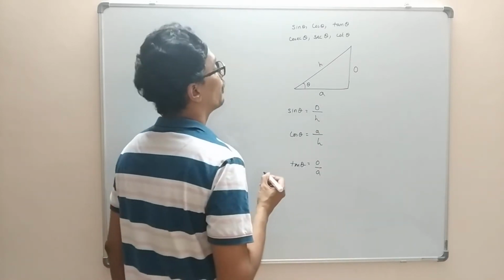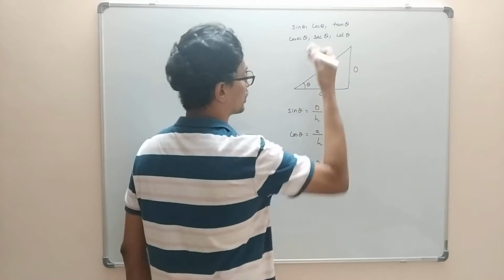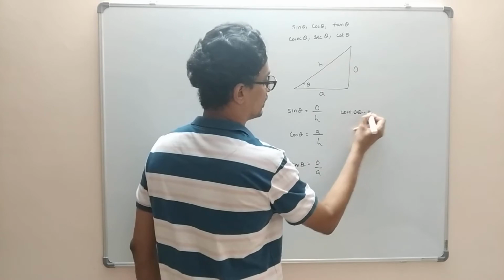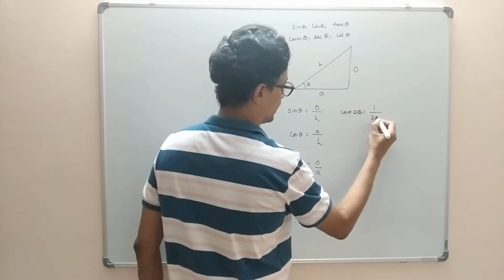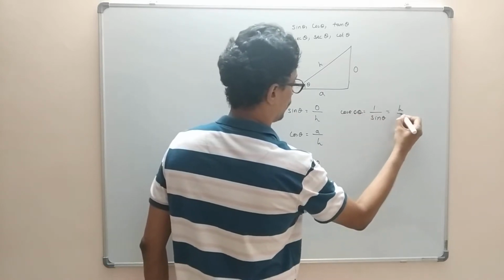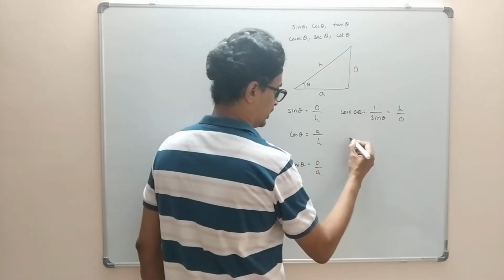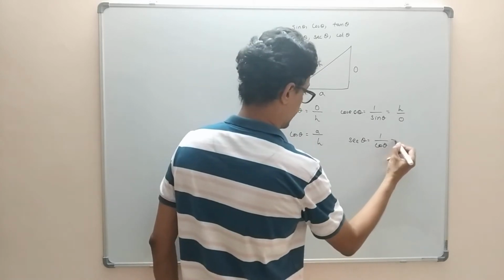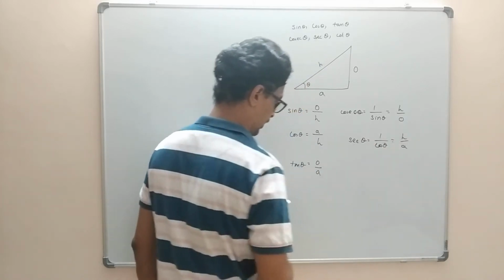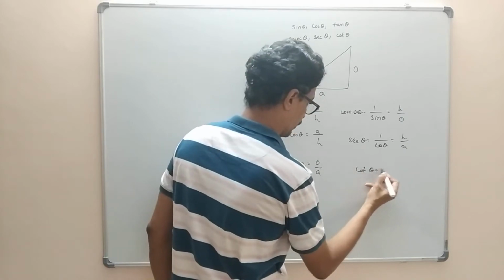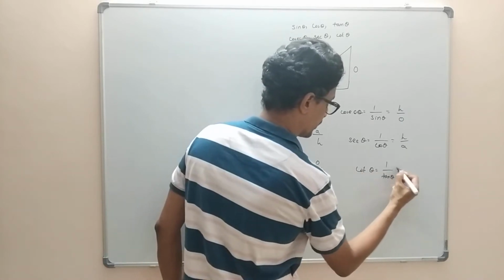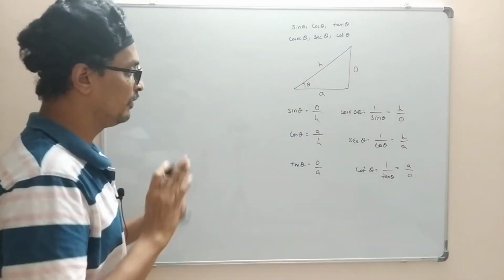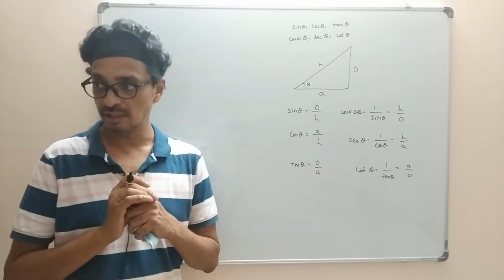Correct? And the inverses of these trigonometric ratios are cosecant theta, that is equal to 1 by sine theta, that is hypotenuse by opposite side, and secant theta equal to 1 by cos theta, that is equal to hypotenuse by adjacent side. Cot theta is equal to 1 by tan theta, that is equal to adjacent side by opposite. So this is the way we learned the trigonometric ratios in our earlier classes.